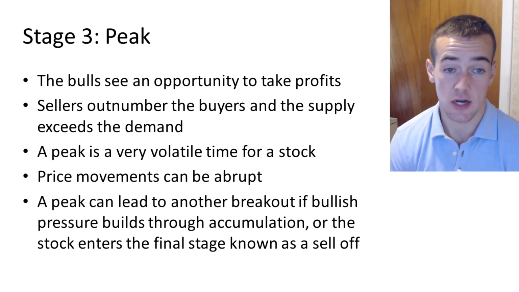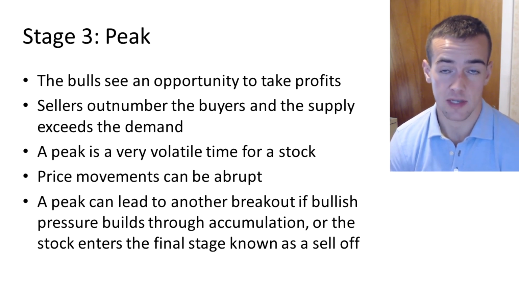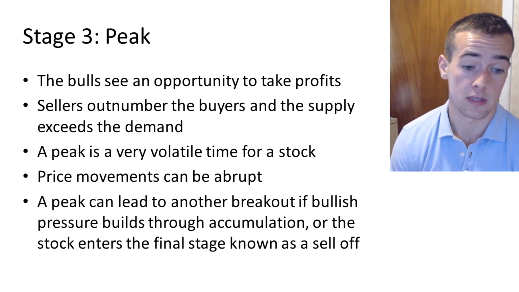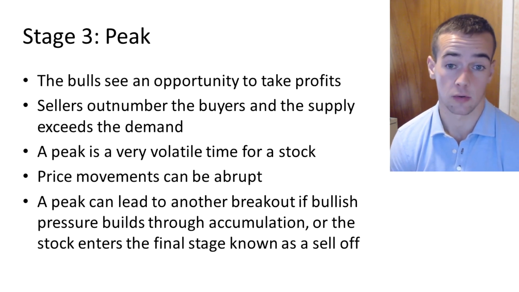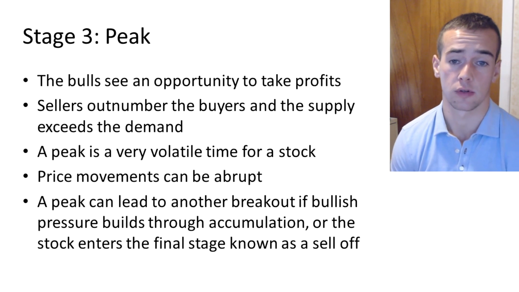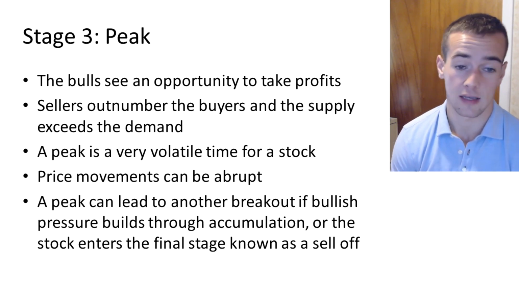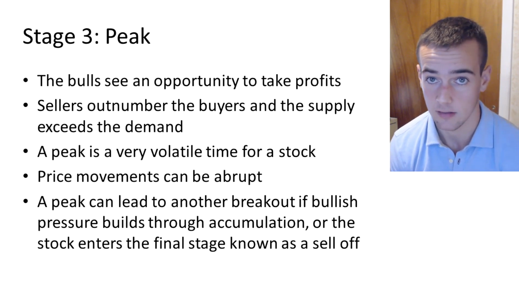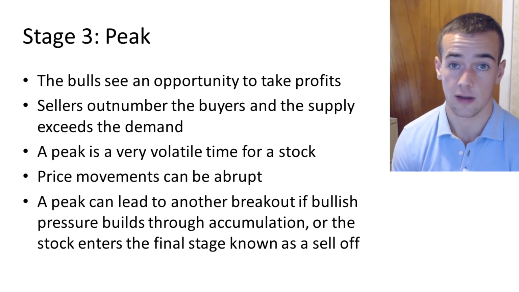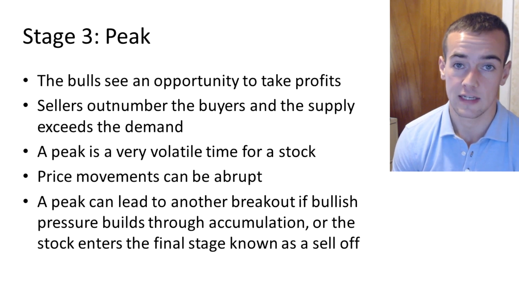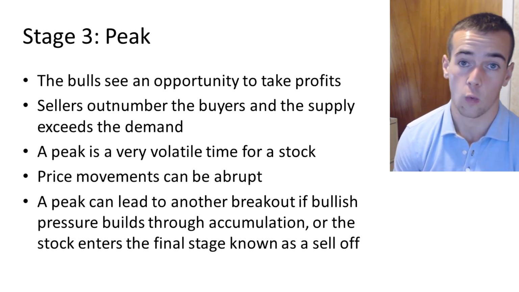So the next stage is stage 3, and this is known as the peak. Essentially this is when the bulls see an opportunity to take profits, or they may have doubts about the long-term uptrend or about how high the stock has been trading, and they say, this is a good time to take profits. At this point, sellers are going to outnumber the buyers and the supply begins to exceed the demand. Remember guys, all of this is controlled by supply and demand, which are also controlled by fear and greed, the market sentiment. The selling pressure is going to outweigh the buying pressure, and this is when a stock begins to peak.